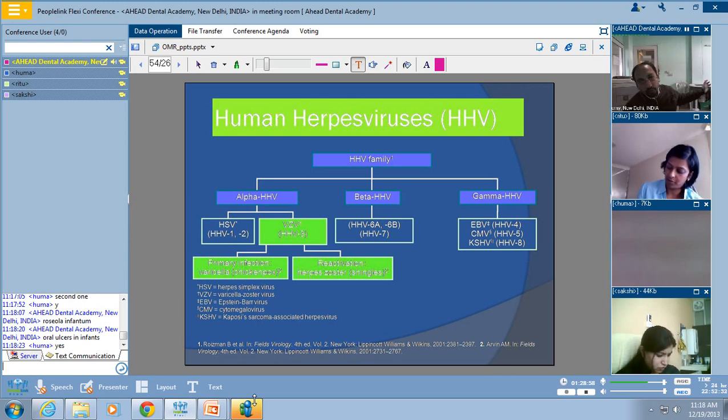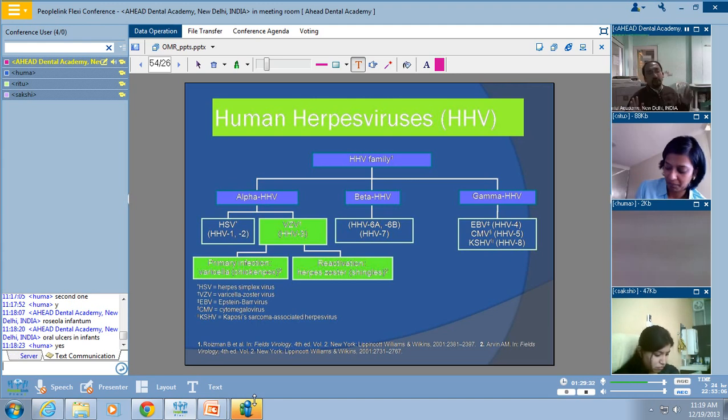HHV5, cytomegalovirus. Cytomegalovirus causes a disease which is generally seen in HIV patients. Can anyone of you tell me which disease? Parotid gland inclusion disease. Have you heard of this? Okay, no problem. Parotid gland inclusion disease is caused by HHV5 or cytomegalovirus. This is in fact the only thing you need to know about HHV5.